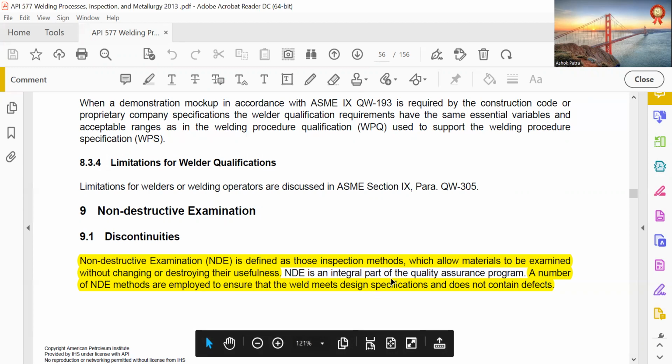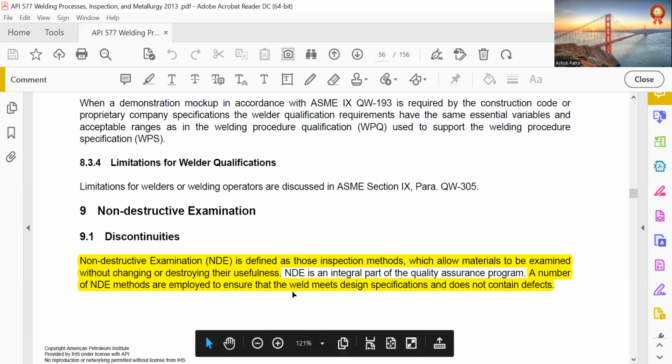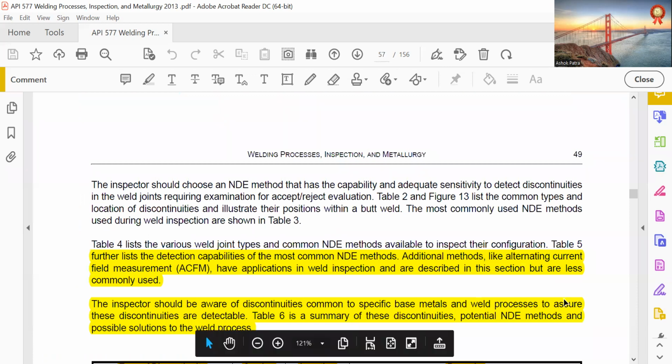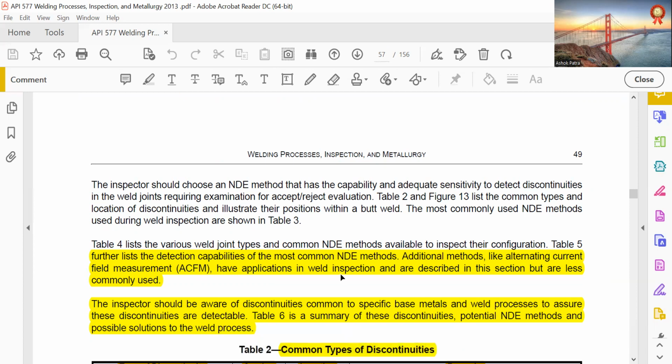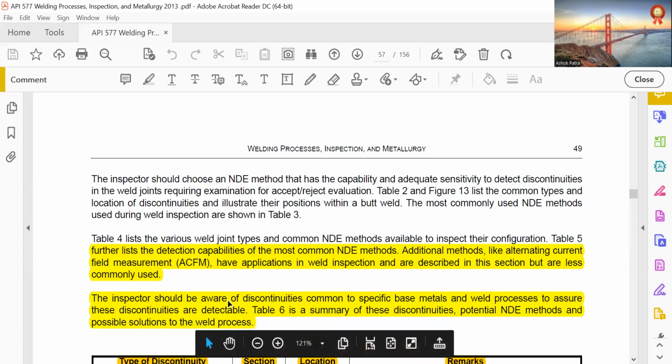NDE is defined as those inspection methods which allow material to be examined without changing or destroying its usefulness. A number of NDE methods are employed to ensure that the weld meets design specification and doesn't contain defects. So for that, a list of detection capabilities of the most common NDE methods. Additional methods like alternating current field measurement (ACFM) are applicable in weld inspection. They are described in this section but are less commonly used.